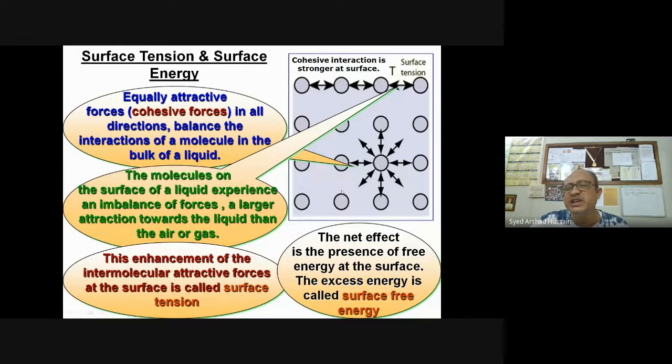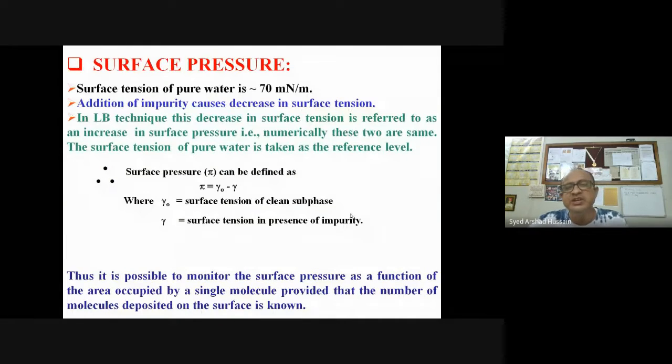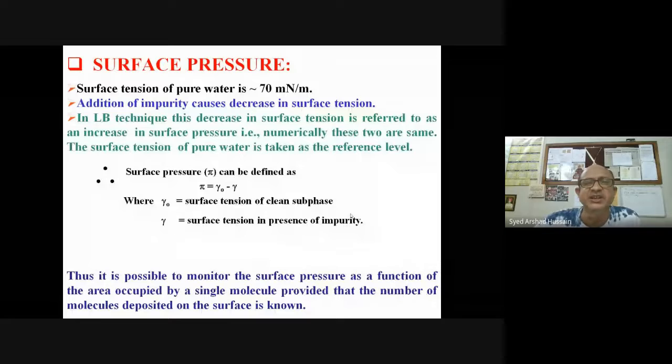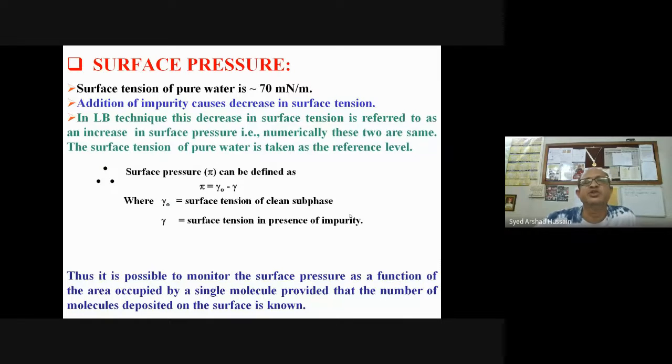Or as a whole, you can say that there is some kind of free energy at the surface, and this is known as surface free energy in the case of, say, a solid. So here also, when you spread your solution on the surface, this surface energy or surface tension changes. Normally, in the case of pure water, the surface tension is of the order of 70-71 millinewton per meter, something like that.